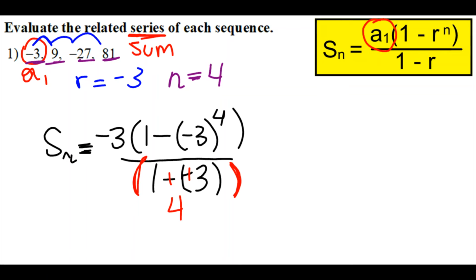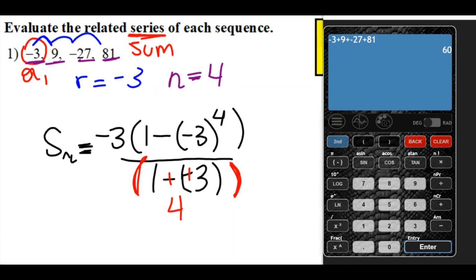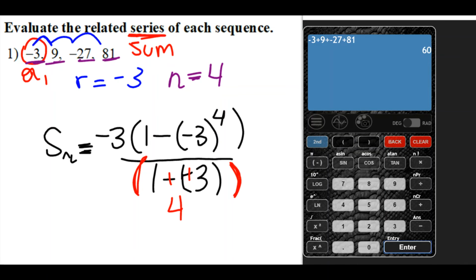So let's look at the calculator. And let's go -3 times 1 minus, and I'm going to put this -3 inside parentheses. We want to make sure -3 is inside parentheses so it can all be raised to the 4th power. Close off the top parentheses and then divide. Now, if you're going to type in the original problem, you need parentheses around that. But since we simplified and cleaned it up to just 4, that should work. Notice it gives me 60, and that's the answer.